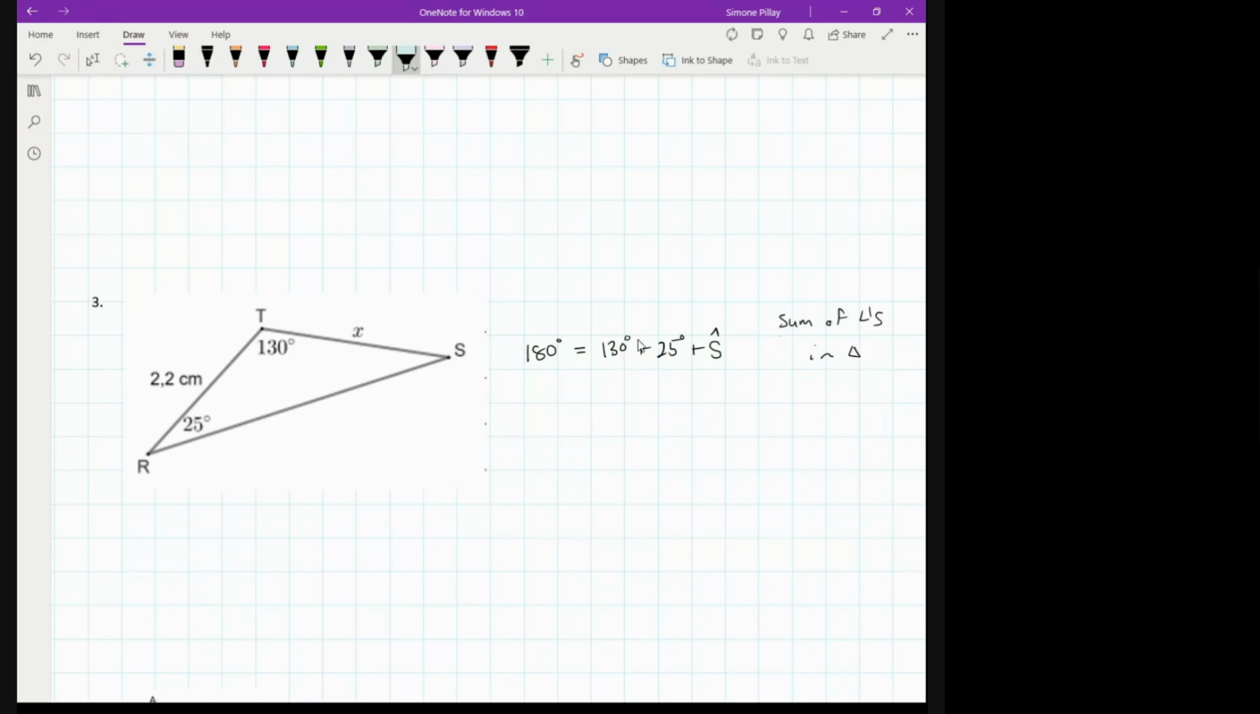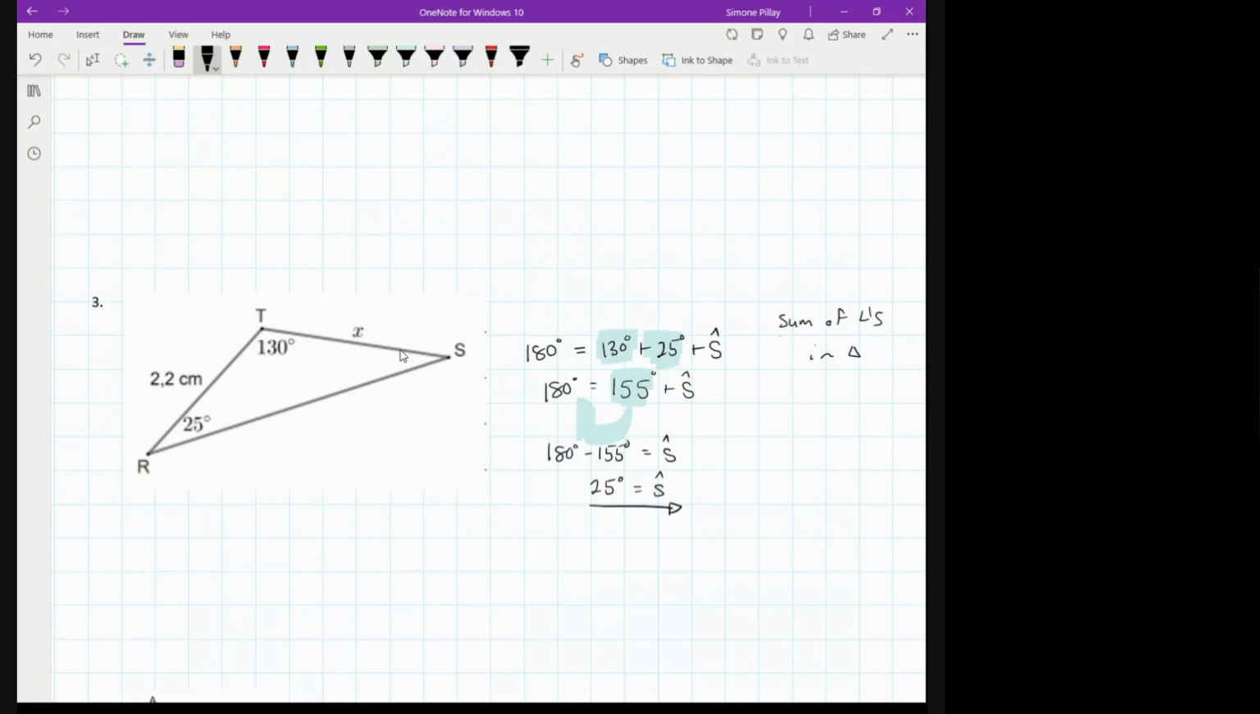What now? I add them up before I transpose. Okay, let's do that. Sorry, I didn't mean to cut you off there. Then we transpose that. It's 180 minus 155. Brilliant. What next? Equals angle S. And 180 minus 155 equals 25. Beautiful. So that is my answer.